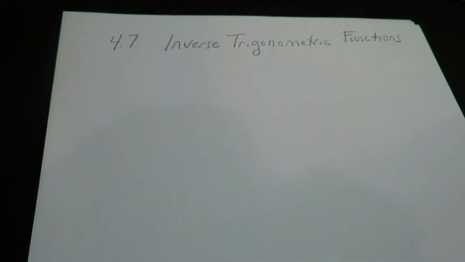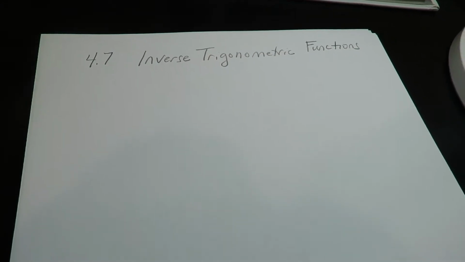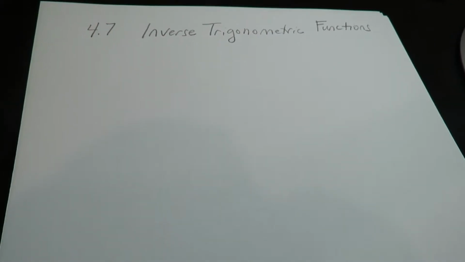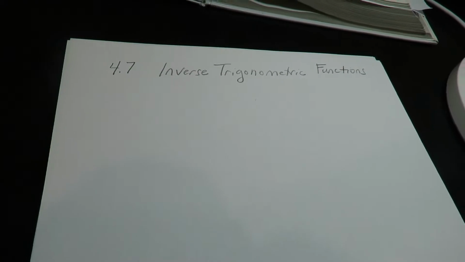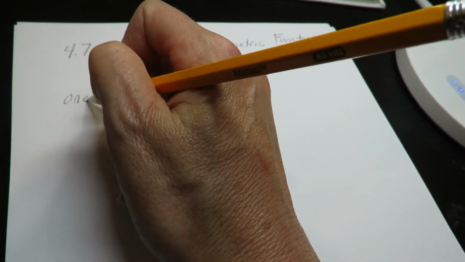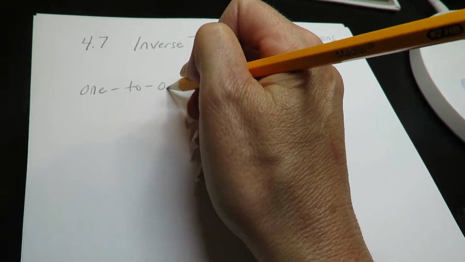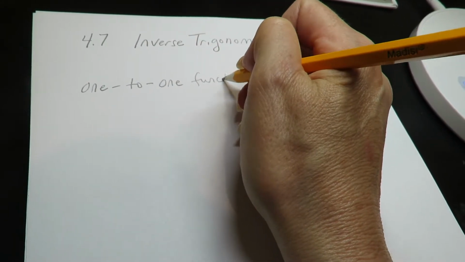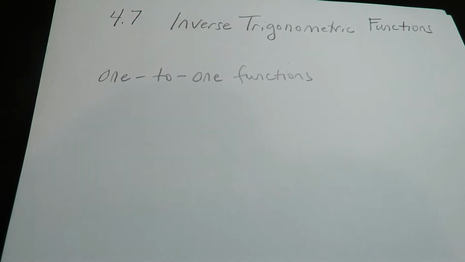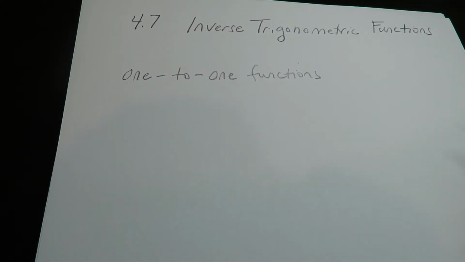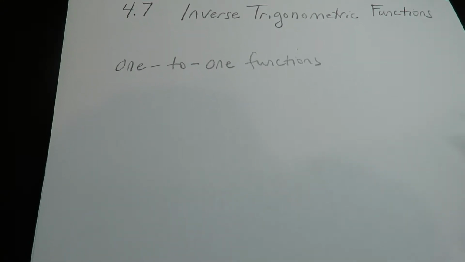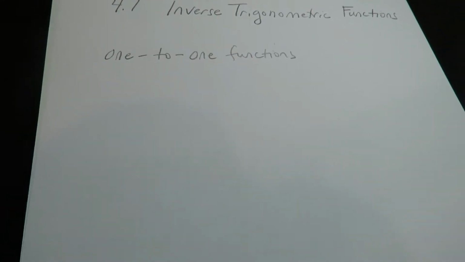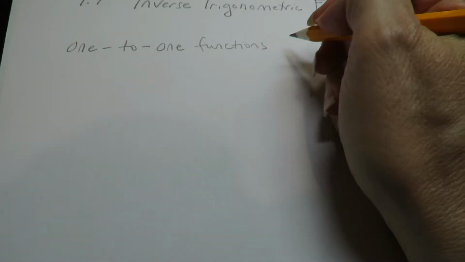And if you remember back, I guess it was in chapter 2 or 3, we talked about relations, functions, and then we talked about one-to-one functions. If you remember, for a relation, there were no rules for how the domain and range were paired. And if something is a function, each x goes to exactly one y. And then after a function comes one-to-one functions.